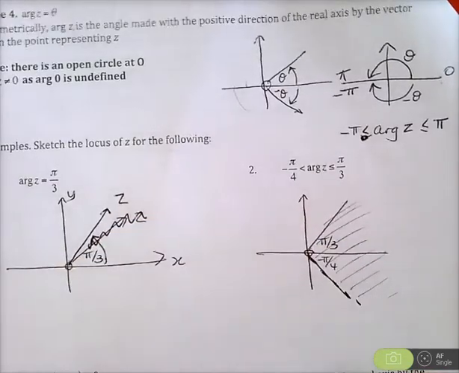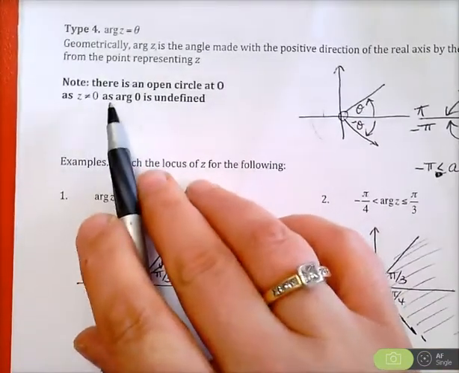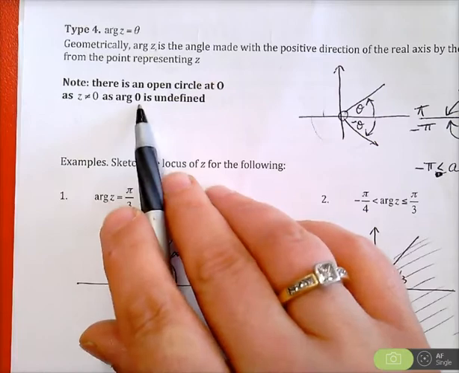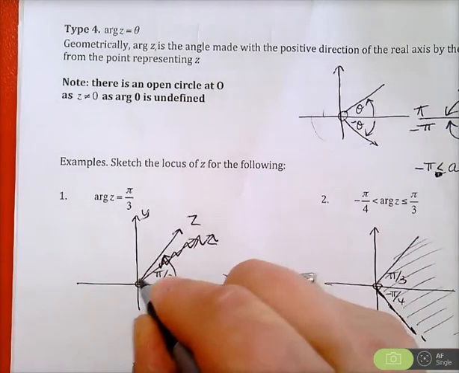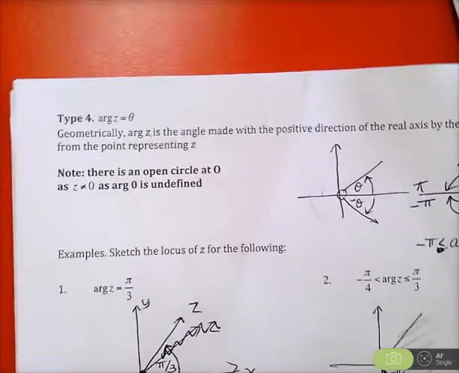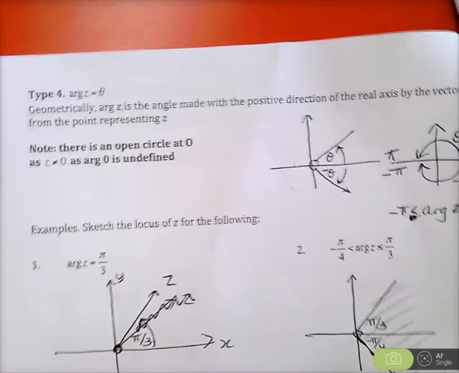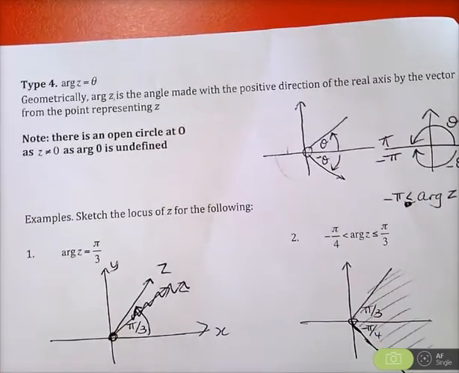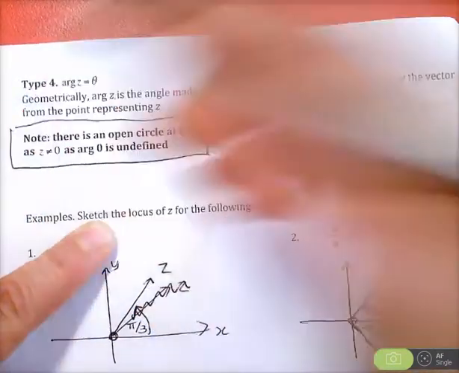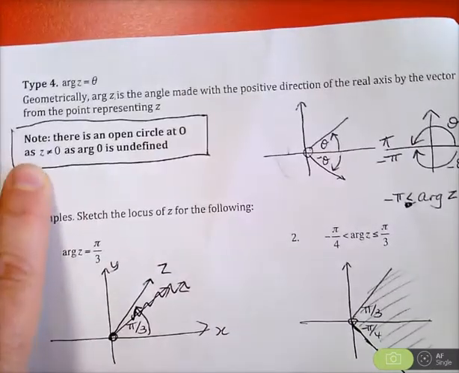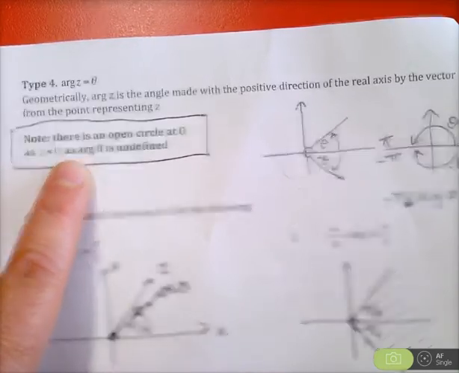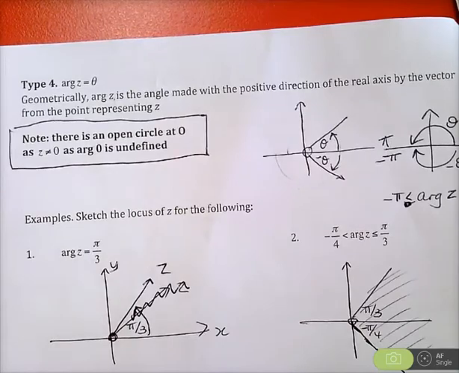So, the main thing here is that we're not dealing with complex number equal to 0, so arg 0 is undefined. So whenever you draw these rays, we need a circle at the beginning of your ray, okay? So arg z is the angle made with the positive direction of the real axis by the vector from the point representing z. This is really important. There is an open circle at the origin. If you've got complex number equals 0, you're not sketching anything. So you just need to learn that arg 0 is undefined.